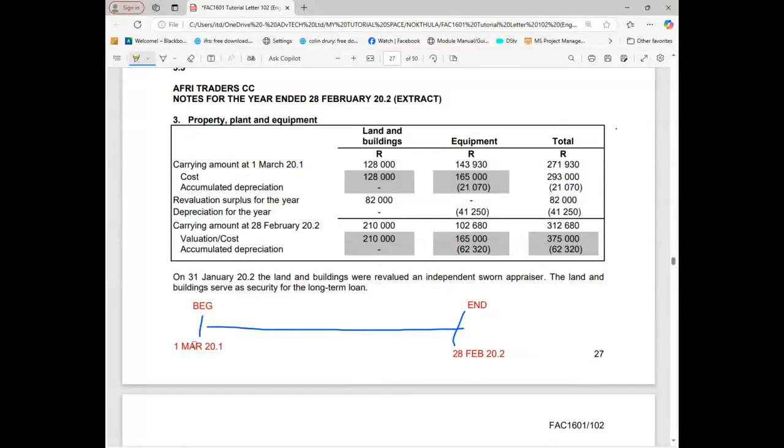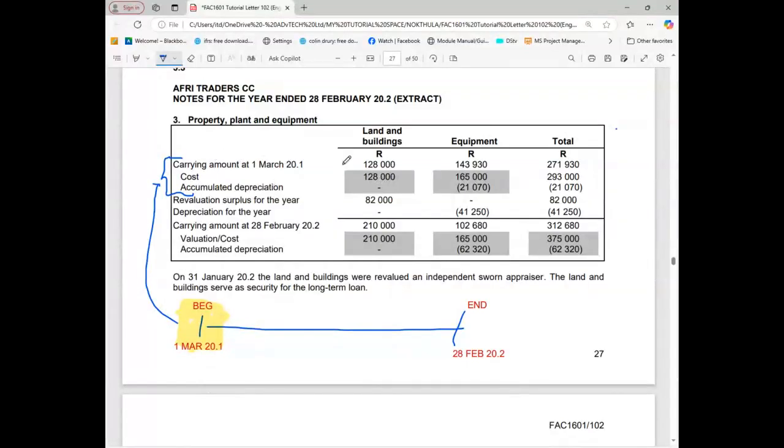You focus on this part, up to here. This part is at the beginning. So you need to focus on the beginning first before you can go on. At the beginning, where do you get these figures from? You just have to go to the list of information. You must have the carrying value, the cost, and the accumulated depreciation at the beginning.